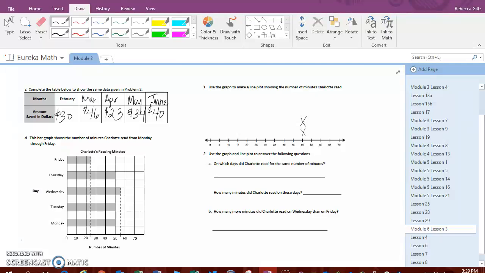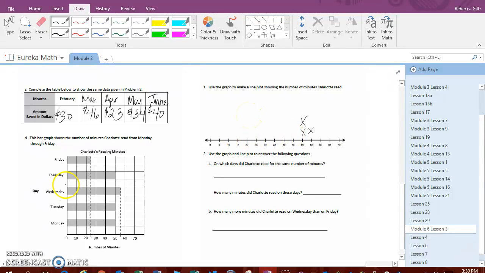So anyway, we were making this line plot, and we had made an X for Monday and an X for Tuesday. So there are 2 days with 50 minutes of reading time. Now, if I look at Wednesday, we've got a bar that goes halfway between 50 and 60. So halfway in between 50 and 60 is 55. So I know that I need to make an X in the 55 column, okay? And I'm trying to make my X's so that if I had an X above every number, they'd all be in the same row. They'd be the same height. And you'll see why in a minute.